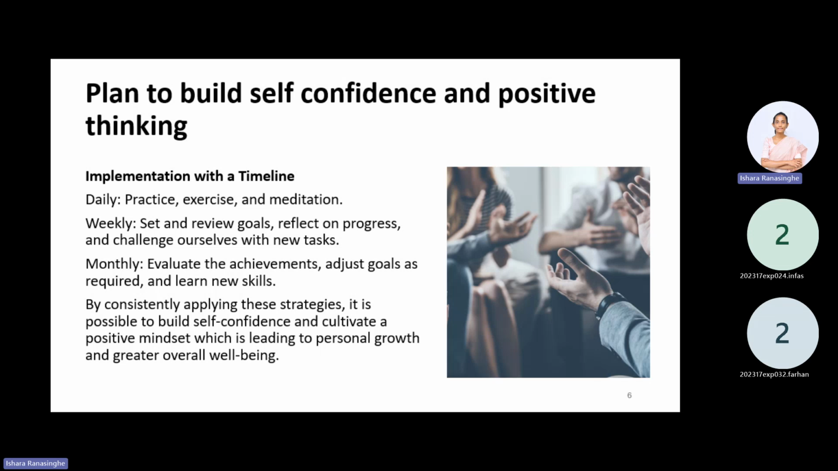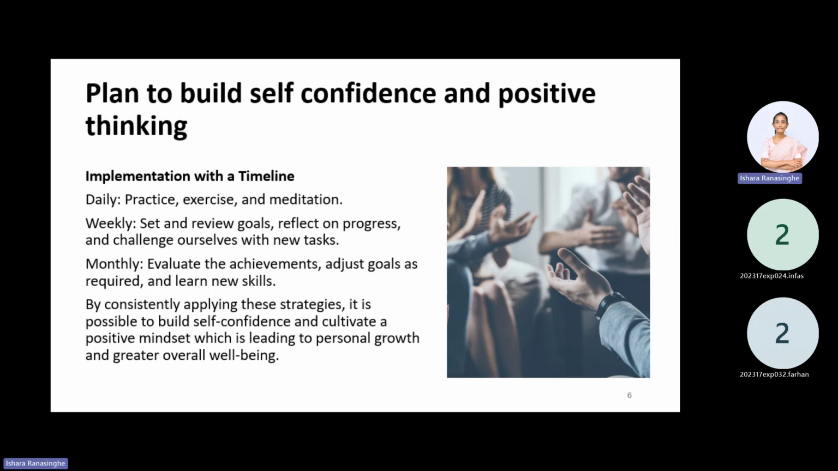Then I come to the second point: review and evaluate the results of strategies in a regular manner. Weekly, monthly, in a regular manner.